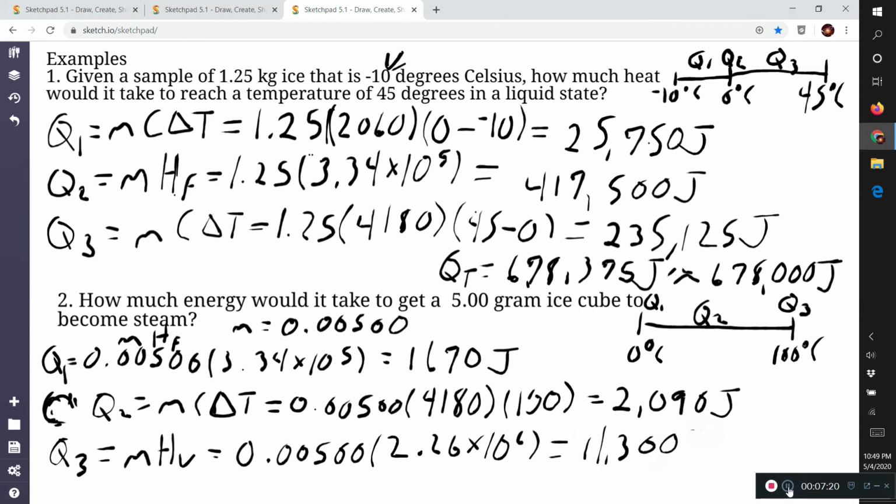11,300 joules. So just like before, to get our total, we add those up. And if we round appropriately, the only measurement we were given here was to 3 sig figs. So we're going to have 15,100 joules when rounded of total thermal energy there. So the big thing to understand here is when you cross over boundaries of phase changes, you have to account for the added energy that it takes to do so.